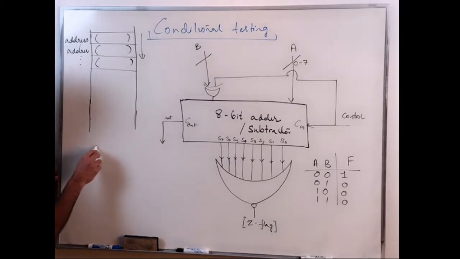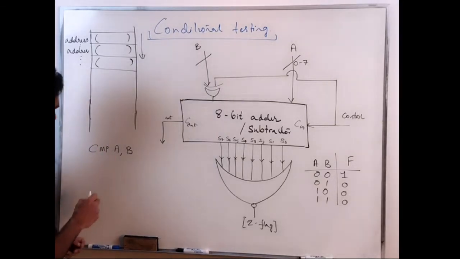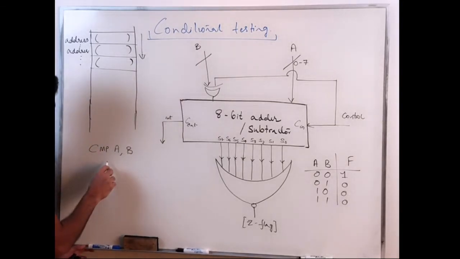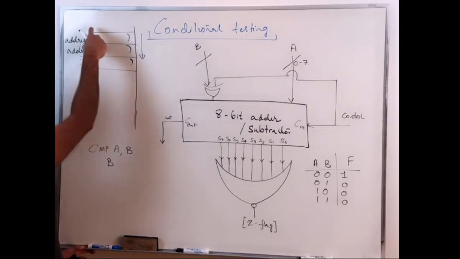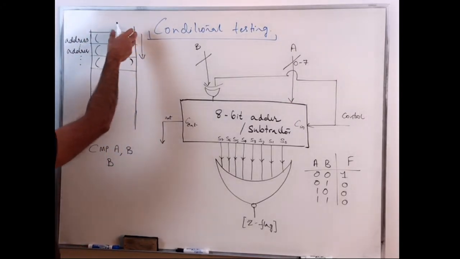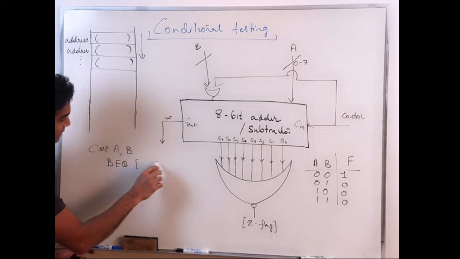The corresponding code would be something like compare, let's say A and B, two variables A and B. Okay. Now, we use a code called branch, because we are working with memory addresses. Branch is equal, let's say, to, and I have specified a different address.